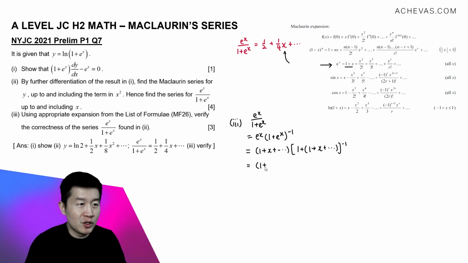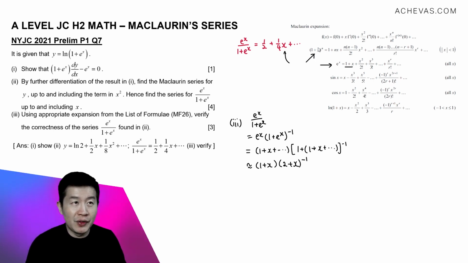So what we have now is 1 plus x plus dot dot dot. Let's just remove the plus dot dot dot, so I'm going to use an approximation notation, removing the plus dot dot dot. As for this, we have 2 plus x, removing the plus dot dot dot, and it is going to be to the power of minus 1. We can expand this further using the formula that we have in our formula sheet, which is this over here.